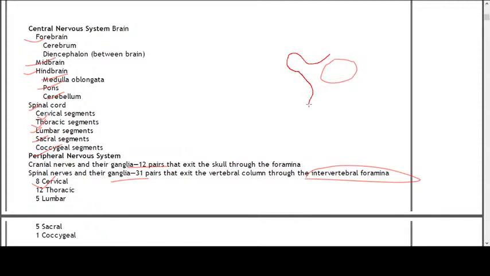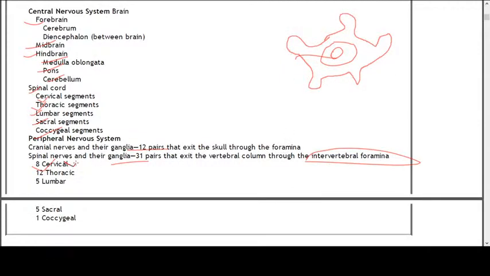So this is a general vertebra. I'm not drawing it right, but almost every vertebra consists of a hole in between. This hole is called the intervertebral foramina. There are cervical, thoracic, lumbar, sacral, and coccygeal vertebrae.